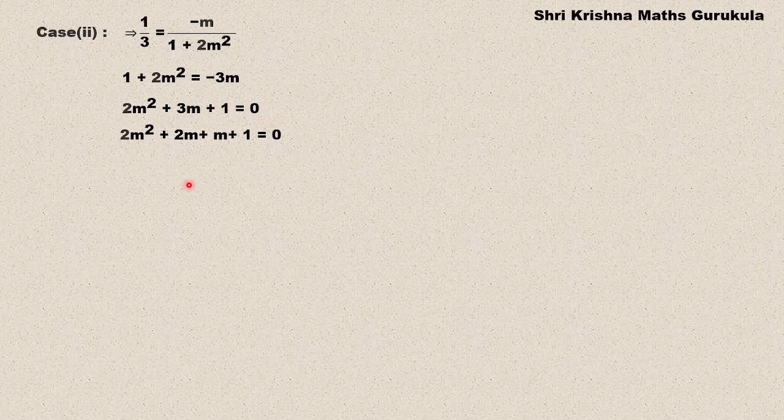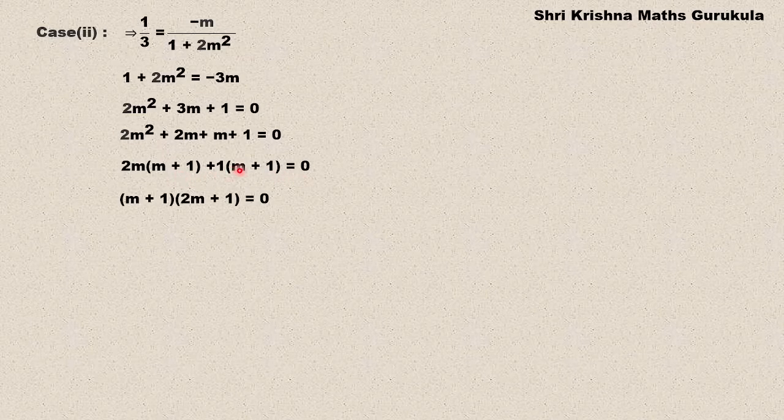On solving the quadratic equation, we get 2m square plus 2m plus m plus 1 is equal to 0. From these two terms, we'll take 2m as common factor, and from these two, we'll take 1 as common factor. So it is 2m into m plus 1, plus 1 into m plus 1 equal to 0. So you take out m plus 1 common from both the terms. It will be m plus 1 into 2m plus 1 equal to 0. Then what do we get the value of m as? m is either equal to minus 1 or it is equal to minus half.